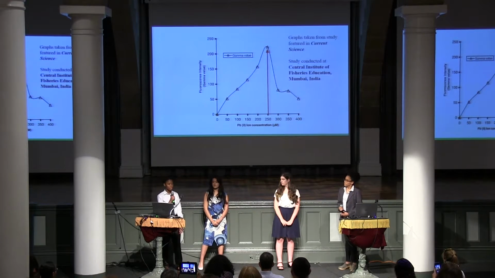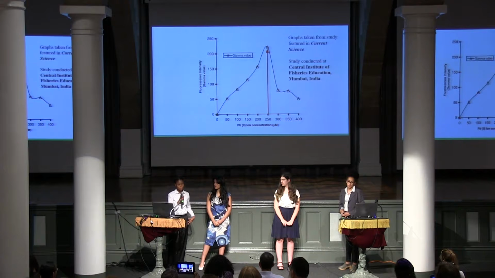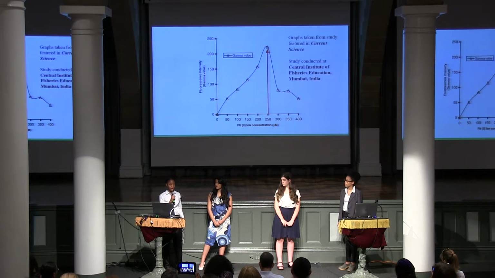So as you can see, this is a graph taken from a study that was conducted in Mumbai, India at the Central Institute of Fishery Education. And as you can see on the x-axis, we are measuring by Pb2+ concentration in micromolar, and on the y-axis, we are measuring by fluorescent intensity by gamma value.